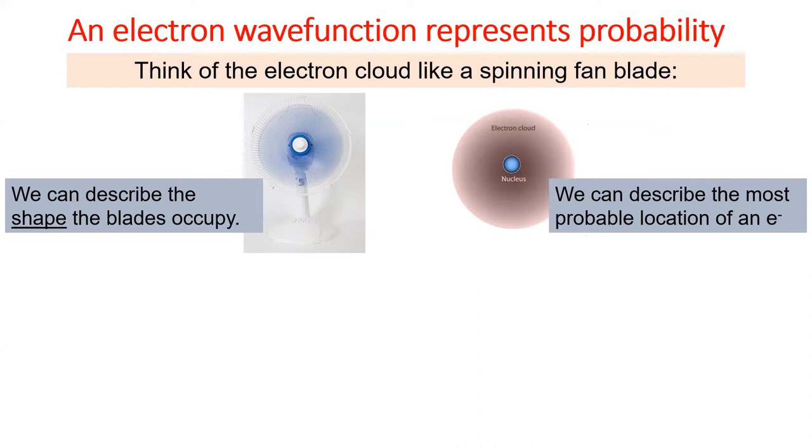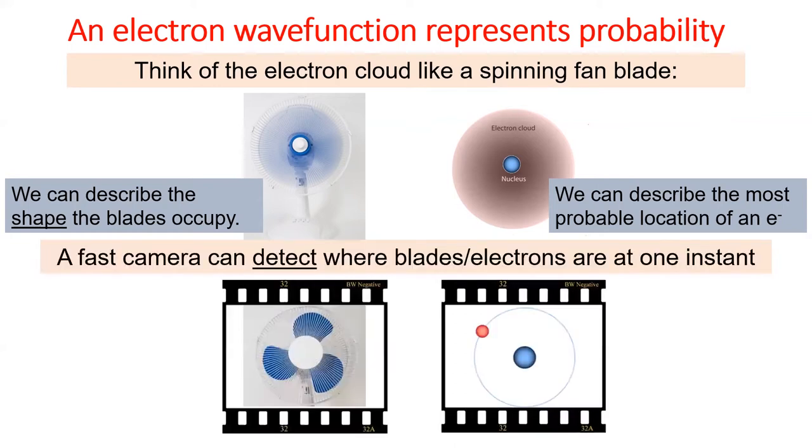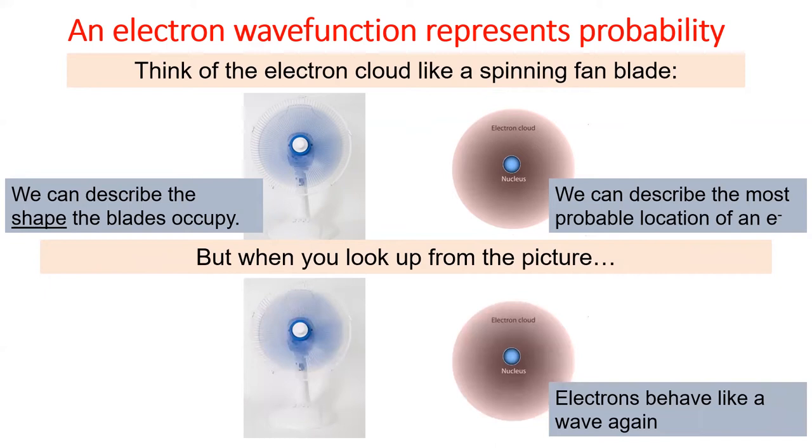In the same way, electron wave functions describe the most probable location of the electron around the nucleus. If we grabbed a very fast camera and took a picture of these, we could detect where they were at one instant. But as soon as we look up from the camera, the electrons are behaving like a wave again.